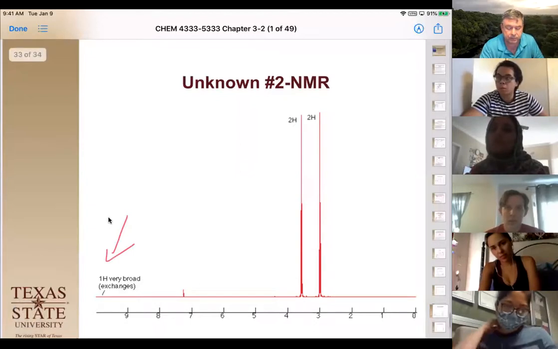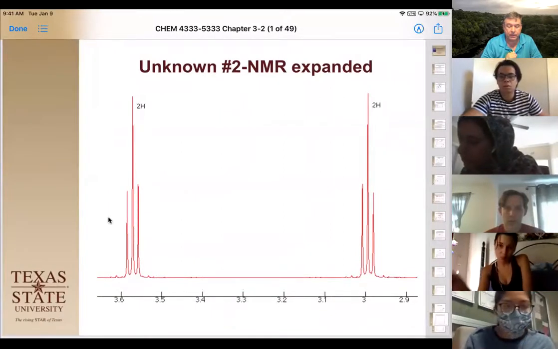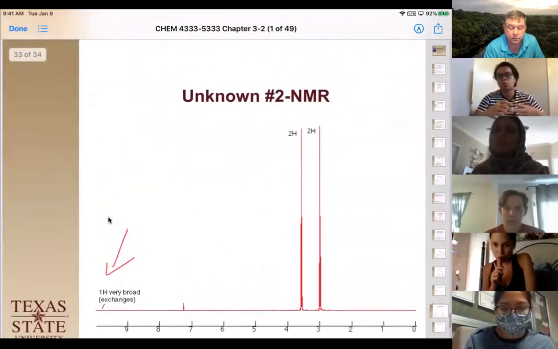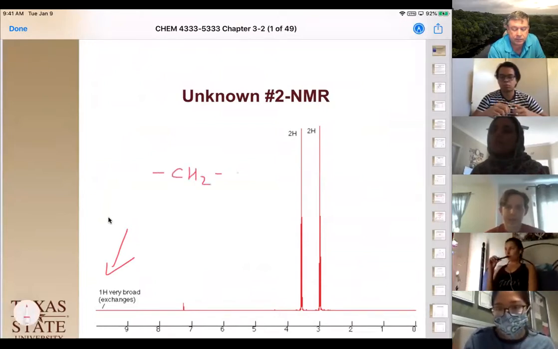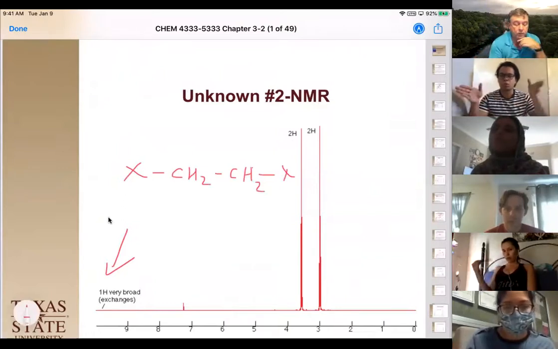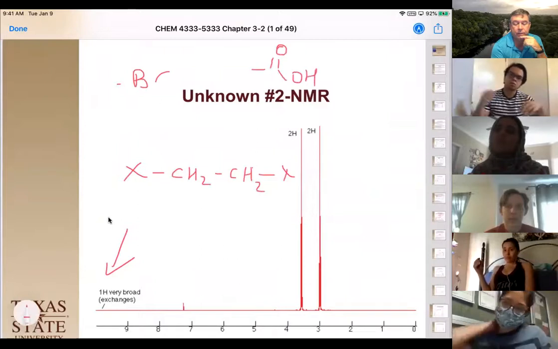Okay, let's look at the splitting on these peaks. Ooh, they're both triplets. So that means we have two CH2s right next to each other. Because they're right next to each other and they're perfectly split, that means we have a CH2, CH2, but then whatever's attached here and here does not have hydrogens that split. So the things we have left are bromine and an OH. We've already accounted for this H.